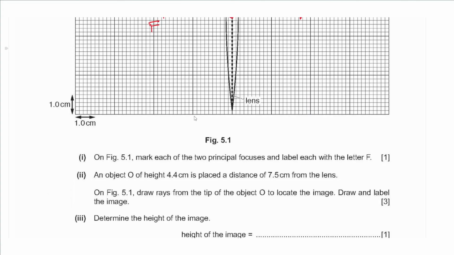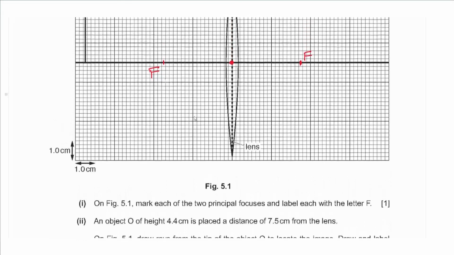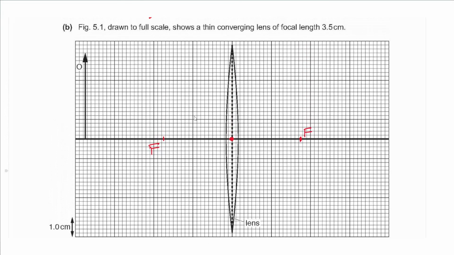Part ii says an object O of height 4.4 centimeters is placed a distance of 7.5 centimeters from the lens. On figure 5.1, draw rays from the tip of the object O to locate the image and draw and label the image. So we need at least 2 rays to intersect to form the image. The first ray is easy. We draw a straight line from the tip of the object to the optical center, and it passes straight through without bending, and we extend it as long as we can.